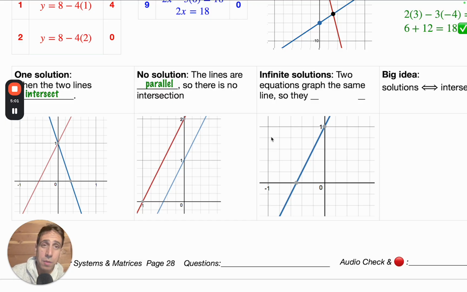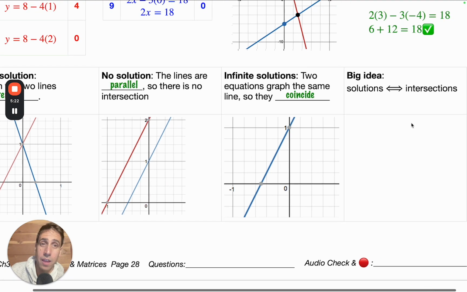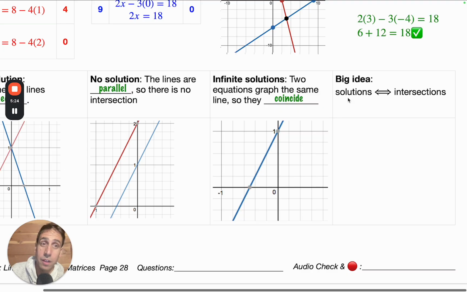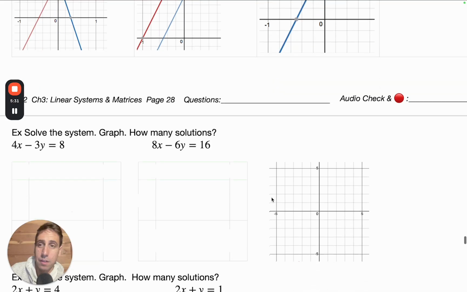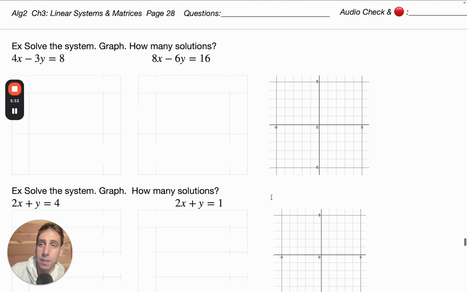A third case might be an infinite number of solutions, where if the two equations graph the same line, they coincide. It's kind of difficult to see because the red line is underneath the blue line. It's possible that one line gets graphed by two different equations, and if that's true, then it's going to have an infinite number of intersections and therefore an infinite number of solutions. There's an intersection at each and every single one of these points. That's the big idea. Solve the system by graphing, and how many solutions?